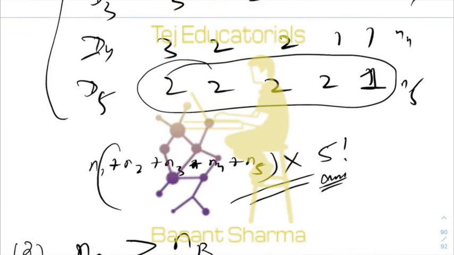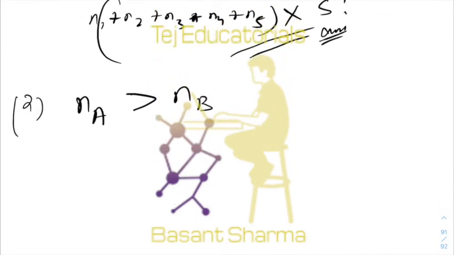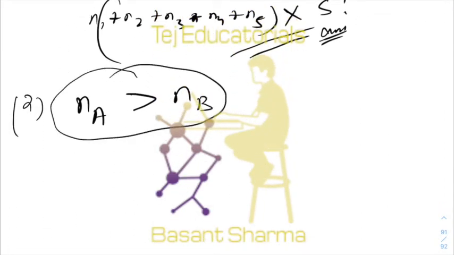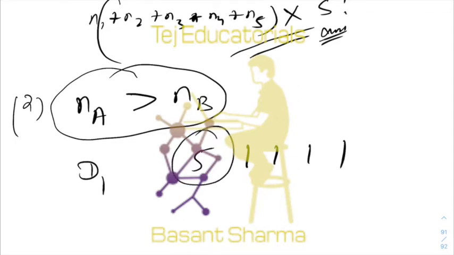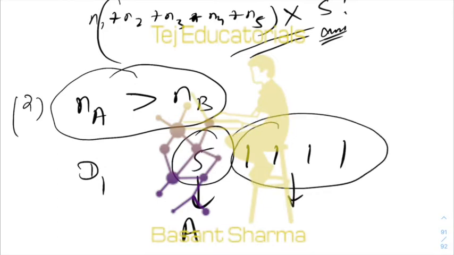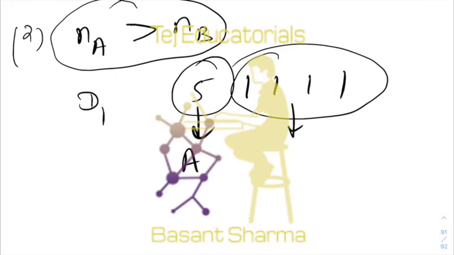So when I want NA to be greater than NB, for instance, corresponding to D1, we had 5, 1, 1, 1, 1. Corresponding to D1, there is only one group of size 5. This must go to A only. There is only one possibility. A can only get a group of 5, and out of these 4, B will get any one group. Similarly, corresponding to D2, you have 4, 2, 1, 1, 1.